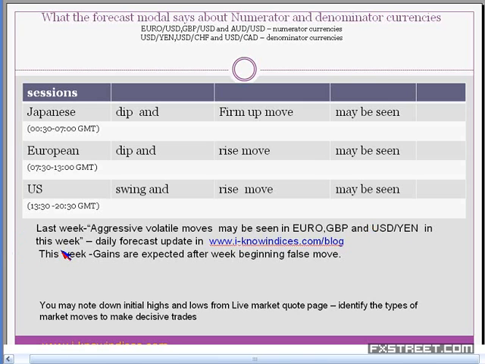They have done it. Now this week, the week-beginning false moves are expected to happen, and later on they are expected to gain levels in the case of Euro, GBP and USD yen. So on a daily basis, you can make a note of the initial lows and highs from the live market quote page, and from there try to derive exactly how they are making different types of moves. That can help you in making trading decisions.